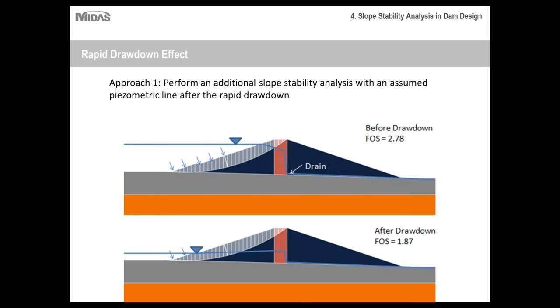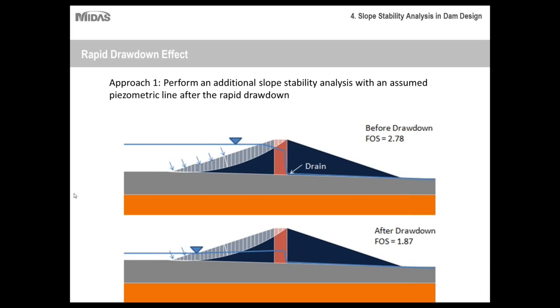Okay, so now let's discuss the rapid drawdown effect. Essentially, rapid drawdown is when the water is drained from a reservoir or embankment at a very quick rate, usually over the course of maybe just a couple of hours or maybe even a day.